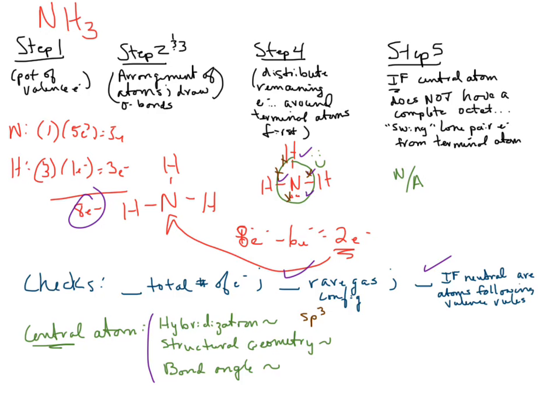And these other 2 things come right after that with regard to nitrogen. The structural geometry is tetrahedral, and the bond angle is 109.5. So that's how you do ammonia.